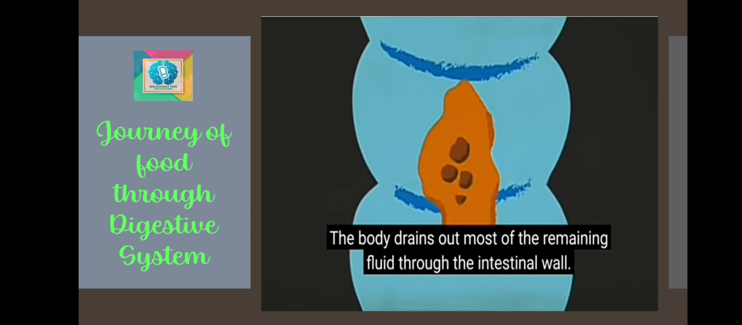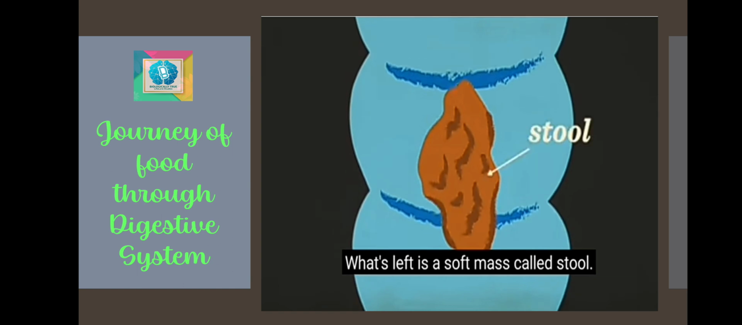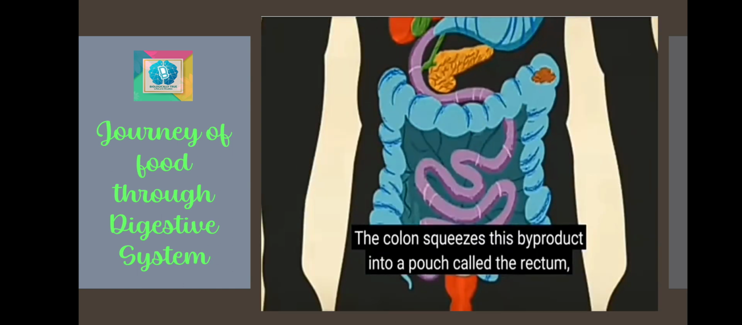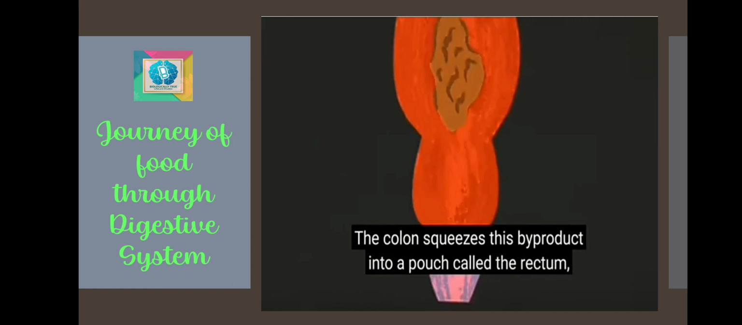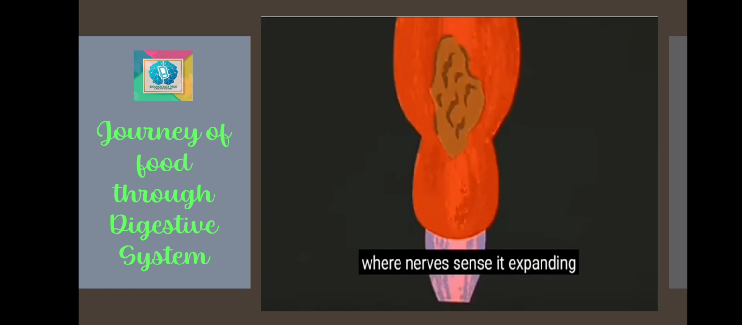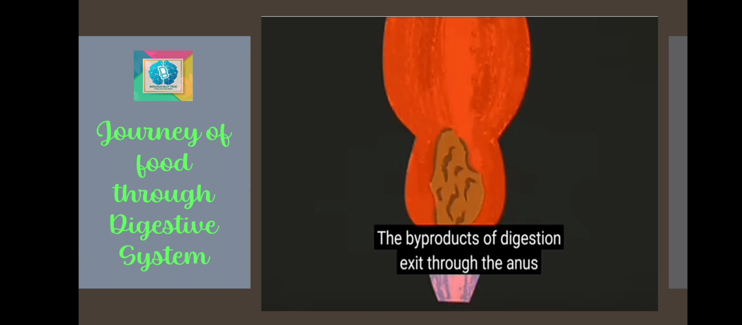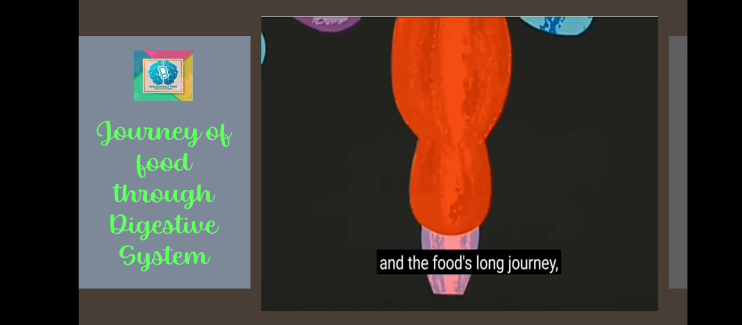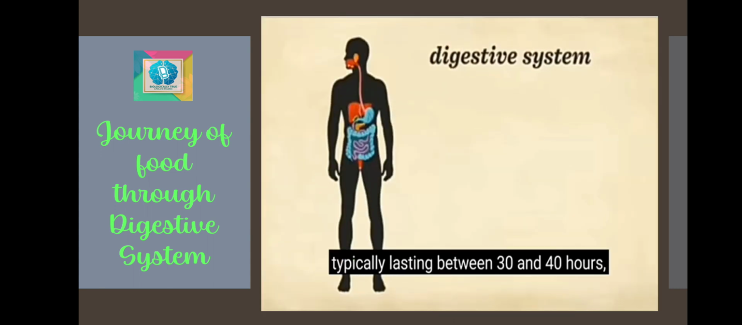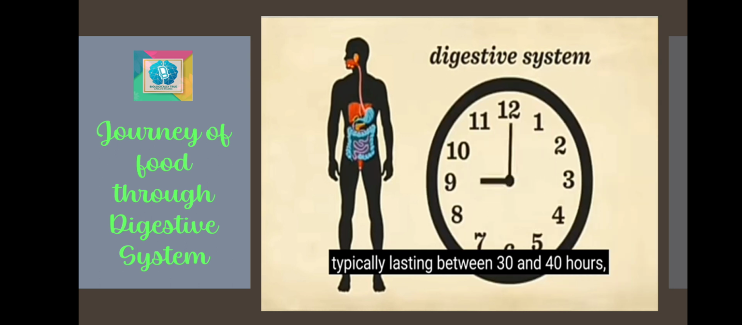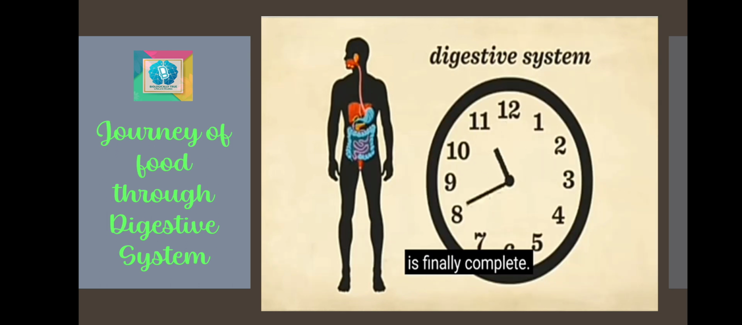What is left is the soft mass called stool. The colon squeezes this byproduct into a pouch called the rectum, where nerves sense it expanding and tell the body when it is time to expel this waste. The byproduct of digestion exits through the anus, and the food's long journey, typically lasting between 30 to 40 hours, is finally completed. So this was the whole journey of the food, in what manner it travels inside the whole body through the digestive system.